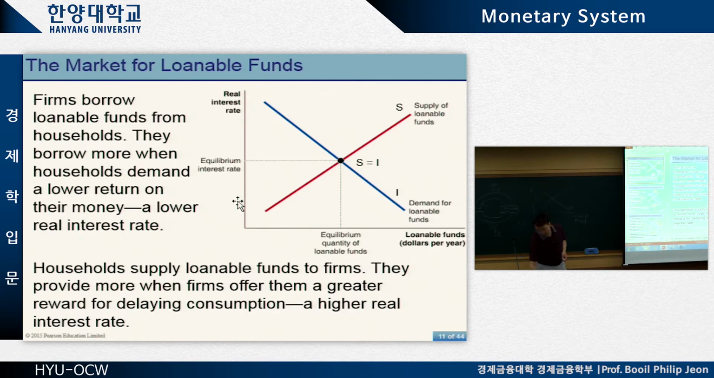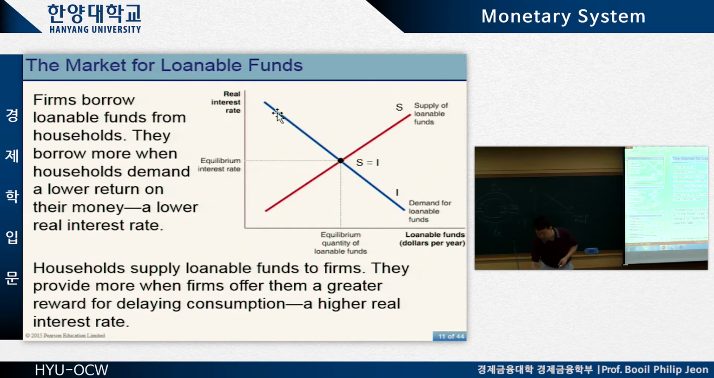But if the interest rate is high, if the bank pays 10% annual interest, right, then of course a lot more people will bring the money to the bank, right? So quantity supplied will be larger, right? So that's why the supply curve is upward sloping in this financial market.